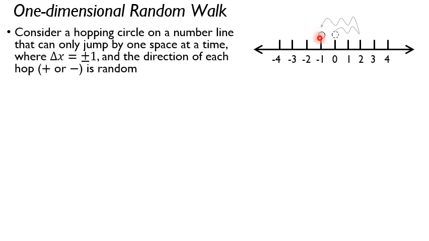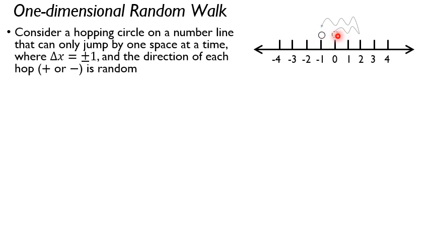Okay, so we're going to take some object. Let's just take this circle. It's on a number line, and it's going to take some number of steps. For each step, it can either go right 1 unit or left 1 unit. The probability of going right or left is equal, so a 50-50 chance of going either way. It can only go 1 unit.